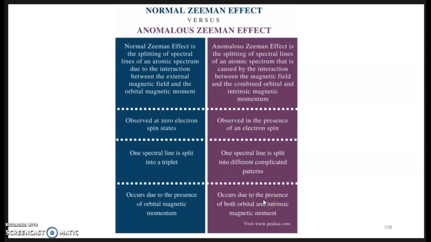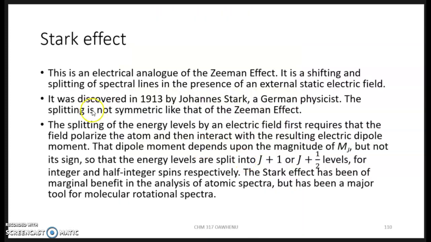So those are the things that affect the spectral lines of many electron atoms. So we have the coupling of the orbital and spin angular momentum, and then we have other effects. There is another effect that can also affect it, the Stark effect, which is an electrical analog of the Zeeman effect.